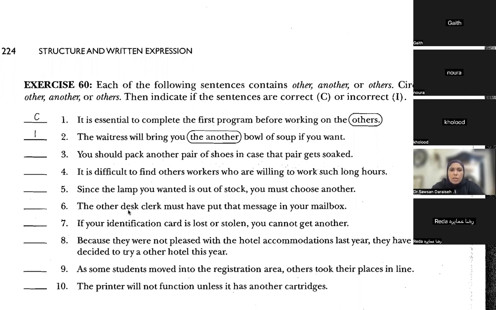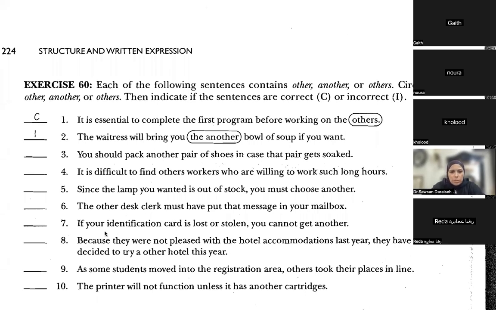So this is why the sentence is fine, it's correct, it's used, nothing is wrong with that, okay? Other desk clerk, okay? This is a noun over here, okay? And the other here is describing it, not me, the other one, the other person, okay? Who works also in the office.